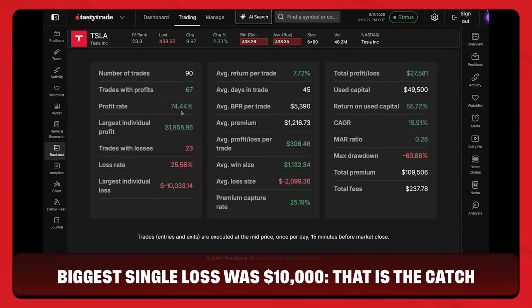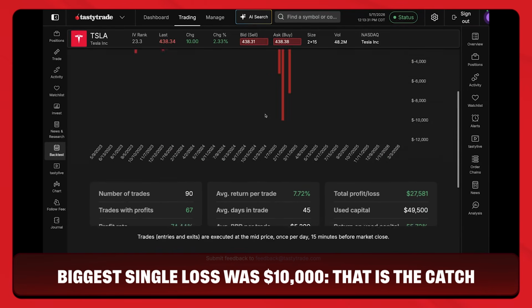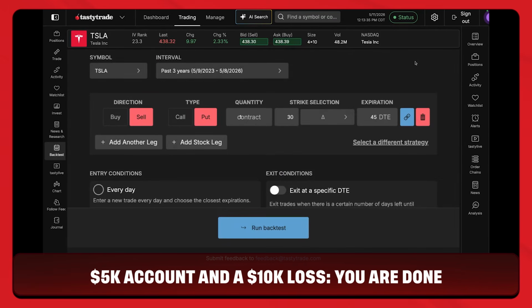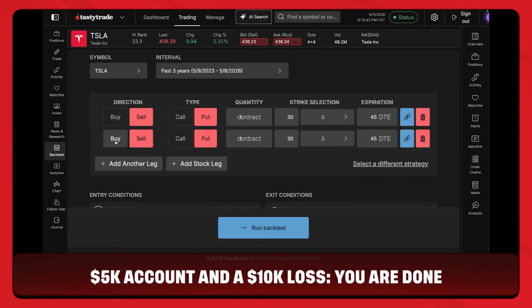Let's go back into, this is the nice thing about this tool. I'm going to click New Backtest. And it already has my Tesla symbol in here, past 3 years already loaded up. I'm going to add another leg. And let's buy a put. Let's make it a 25 delta. Let's keep the risk pretty small. So it's selling a 30 delta put, buying a 25 delta put.